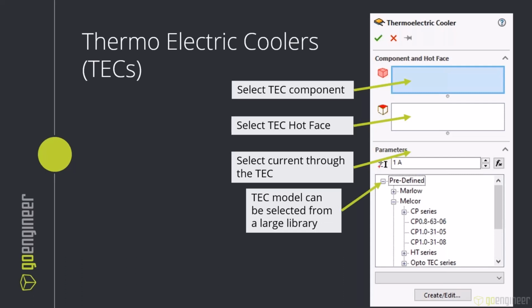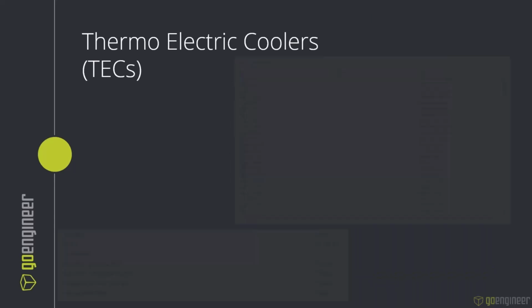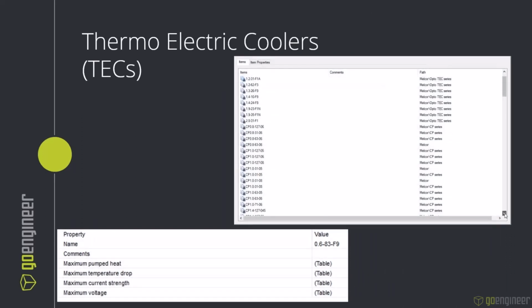Now this again is a large library, and you're able to choose the actual TEC based on your manufacturer. So I think we have both Marlow and Melcor that are available here, and if you're using a TEC from somebody else, that's fine, and it's easy to create your own. And this is what they tend to look like. If you need to make your own, you just simply name it and then add the values into your maximum pump heat, maximum temperature drop, maximum current strength, maximum voltage. So it all works out. So those are the sort of covering the list of things we have.